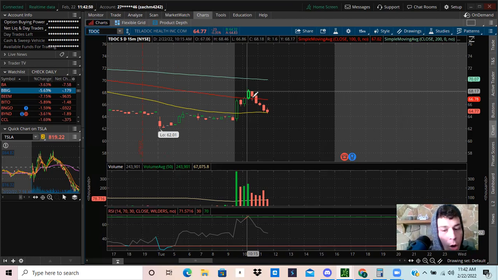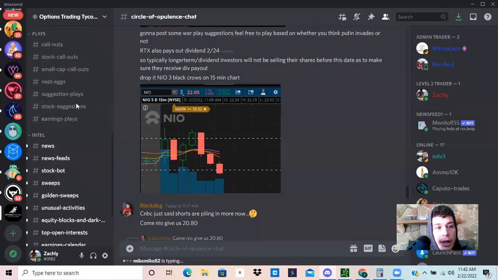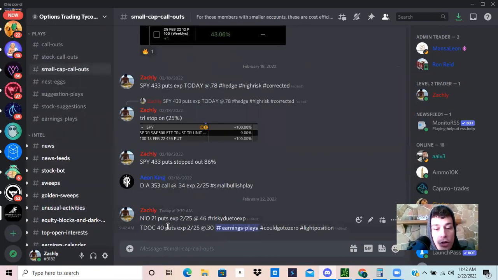So I have a very risky, super high risk callout in here. It is the 40 strike puts for Teladoc that expire 2/25 at 30 cents a piece. And a lot of times in market uncertainty, I like to trade it in the small cap callouts.